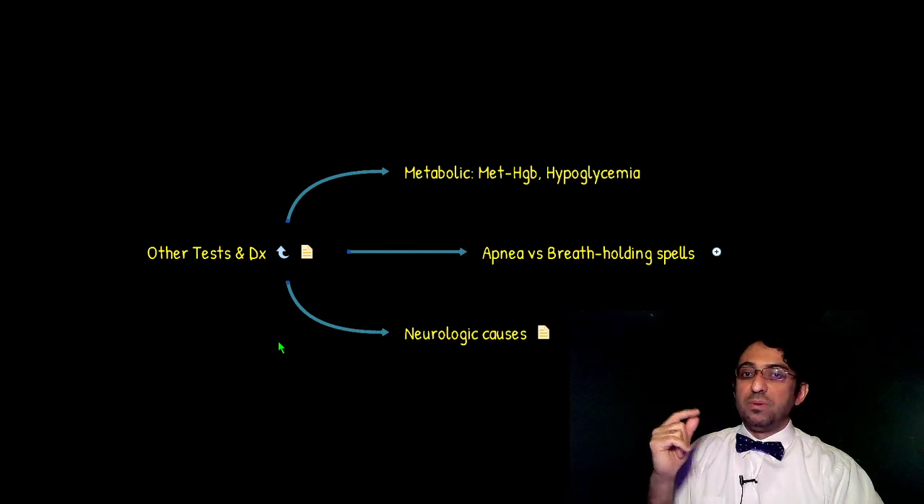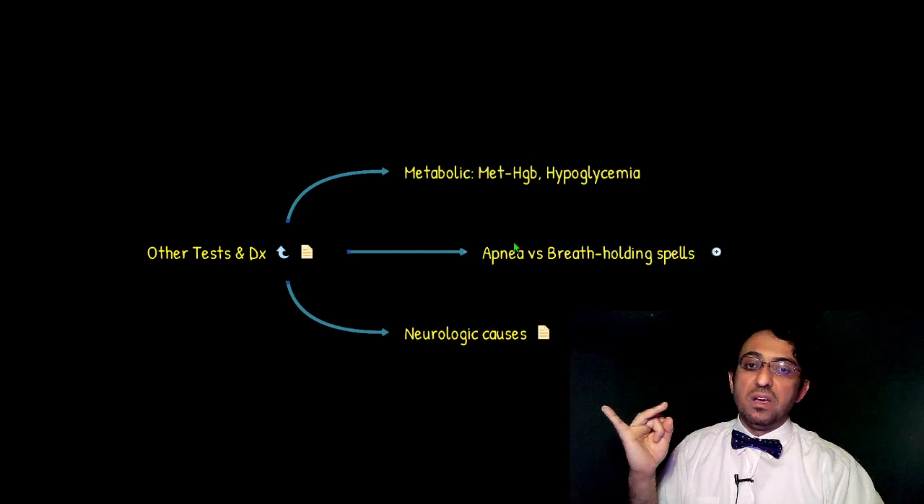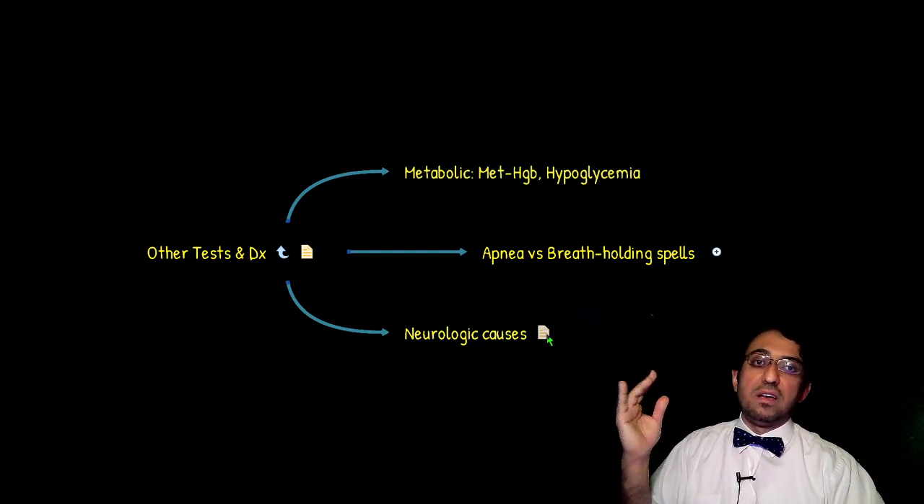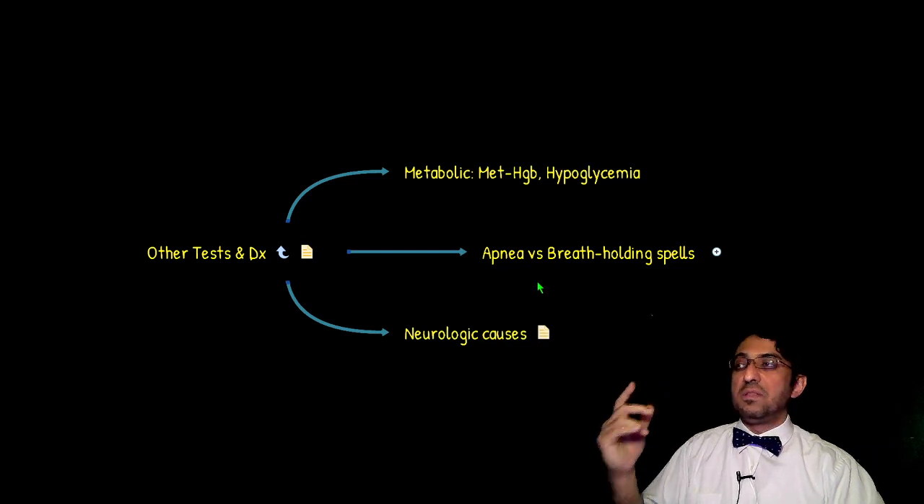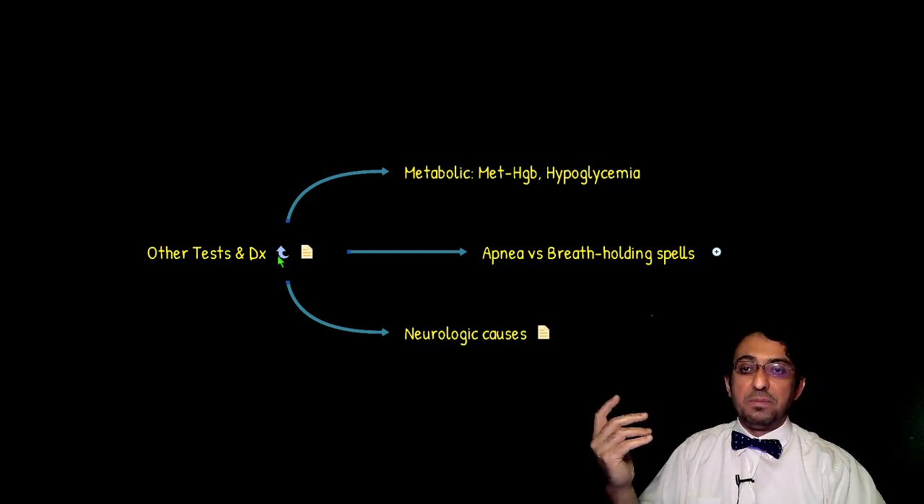What are the possible metabolic conditions to consider? Methemoglobinemia and hypoglycemia. Among the neurologic disorders, the ones that could be associated with the apnea and cyanosis are seizure, neuromuscular diseases, and Guillain-Barré syndrome. And finally, for differentiating between apnea of prematurity and breath holding spells and silent seizure, please listen to that episode.